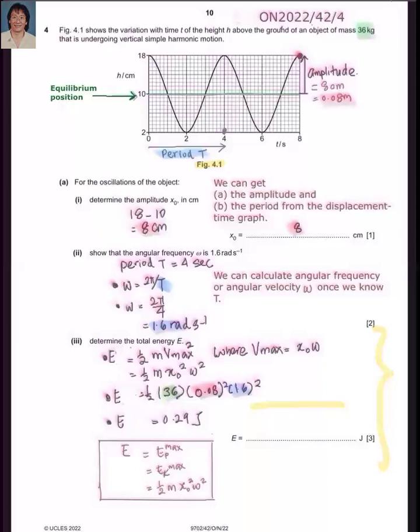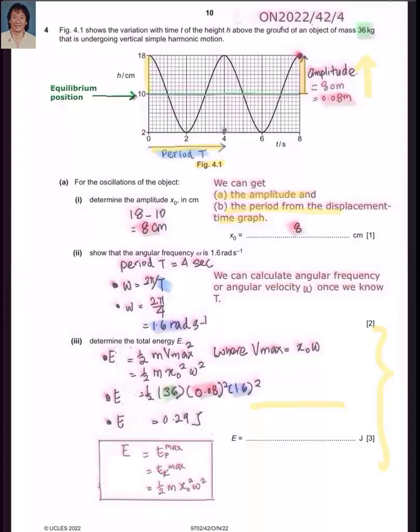From the graph, you can get the amplitude, which is represented by this point here, which is 8 centimeter, and the period, which is 4 seconds. For part A, for the oscillation of the object, we have to determine the amplitude X0 in centimeter. We can get the amplitude and the period from a displacement-time graph. So the amplitude is 8 centimeter, as you can see from here. Then, in part 2, we have to show that the angular frequency is 1.6 radian per second.